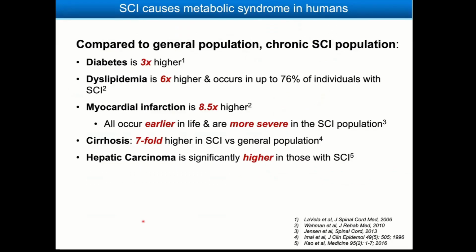And it turns out that the spinal cord injured population have significantly increased incidences of all of these different conditions. So we know in spinal cord injured people, diabetes is 3 times higher than in the able-bodied population. Dyslipidemia, or elevated blood lipids, is 6 times higher. Heart attacks occur at 8.5 times higher. Not only do these occur at higher levels, they occur earlier in life, and they tend to be more severe in the SCI population. Cirrhosis and liver cancer are also significantly higher in individuals with spinal cord injury.